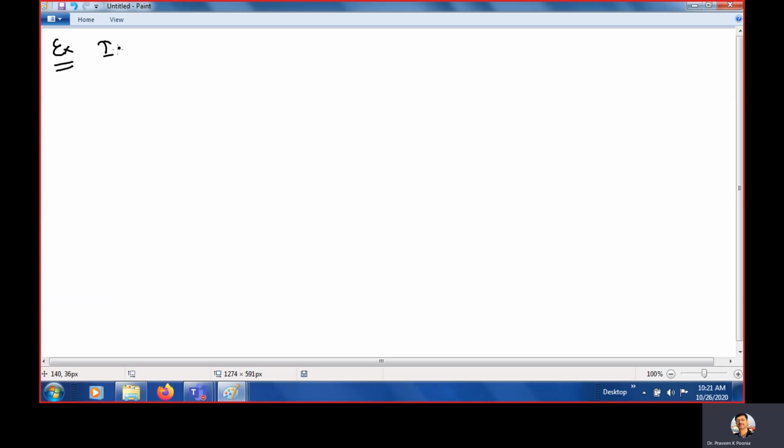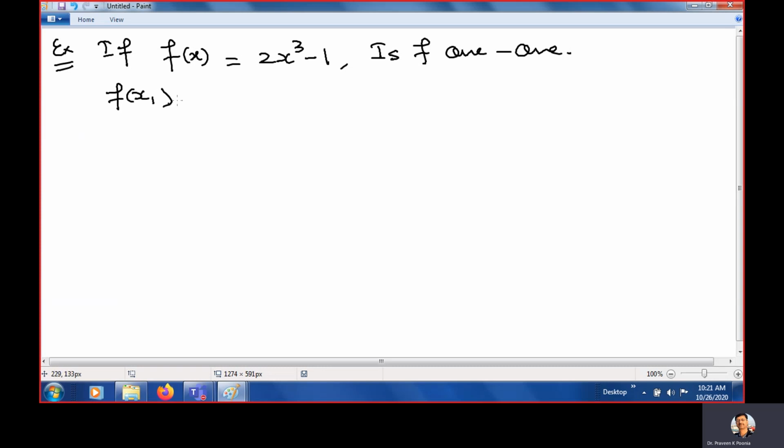Example. If f(x) equals 2x power 3 minus 1. Clear? The question is whether f is 1, 1. Let us check. So f(x1) equals f(x2). So what will it be? It will be 2x1 power 3 minus 1, and 2x2 power 3 minus 1.